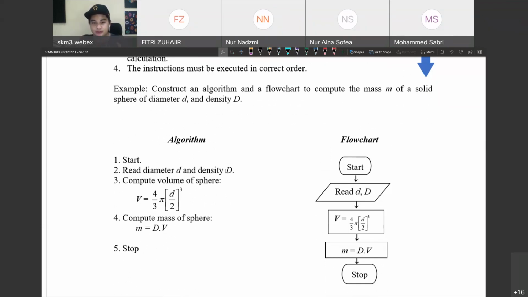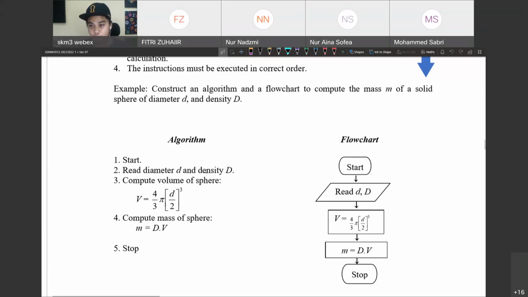The computer, the program, reads the information. So what's the information? The diameter and the density. Based on these two pieces of information, the program will compute the volume of the sphere. The volume of the sphere is 4/3 pi r cubed, where r is the diameter over 2. So you can see we have the diameter here.